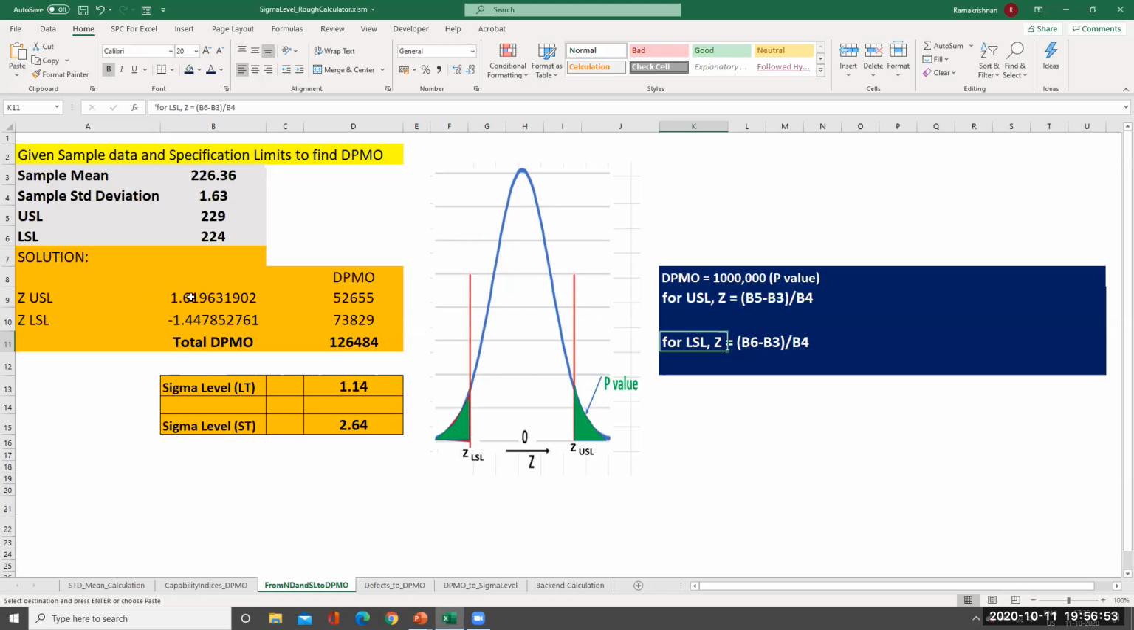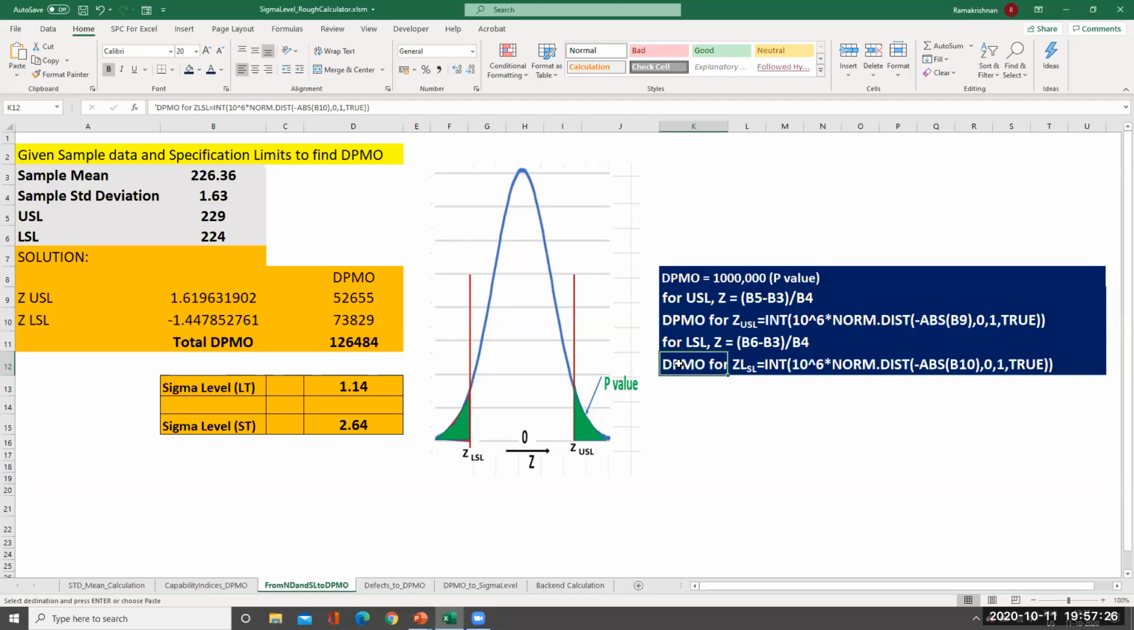Once I get these two values, I'm going to substitute the formula for DPMO. DPMO is nothing but P value into 10 to the power of 6. P value is nothing but defects per opportunity. That is the absolute value of B9, that is 1.619. Since I want the right hand side area and the formula gives only left hand side area, I'm just changing the sign and then finding out, which is nothing but the area to the right here. This is just an adjustment I'm making in the formula to get the right hand side P value for ZUSL.